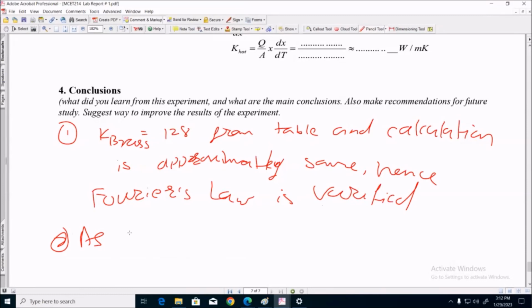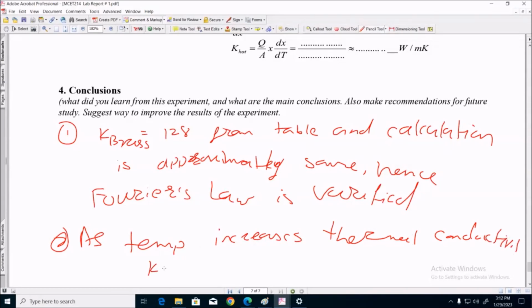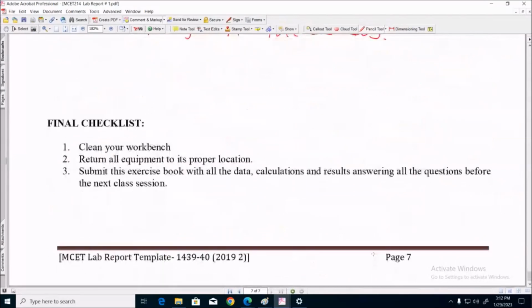Number 2, as temperature increases, thermal conductivity K of material increases. So this is the end of the experiment. At the end, clean this equipment and close the water and switch off the machine.